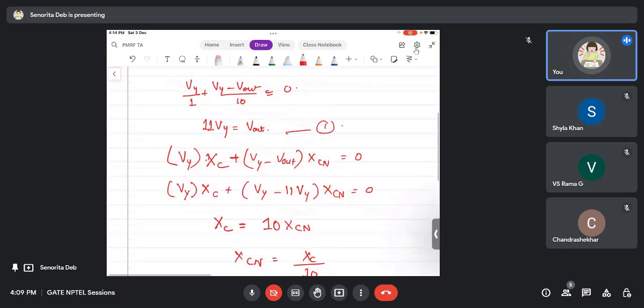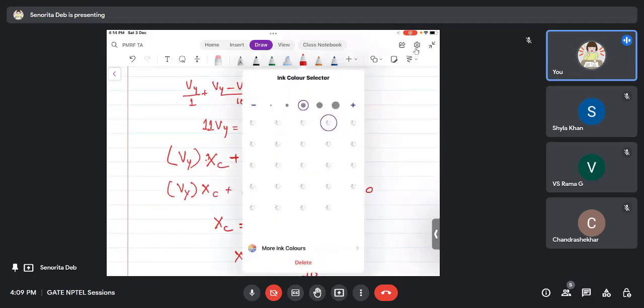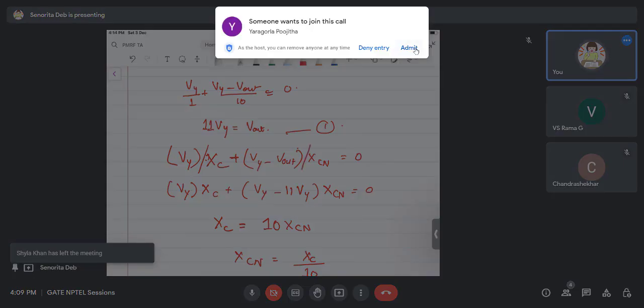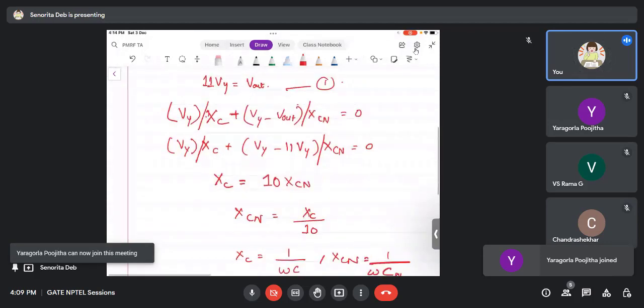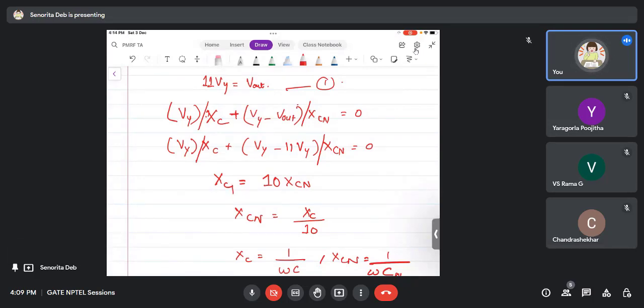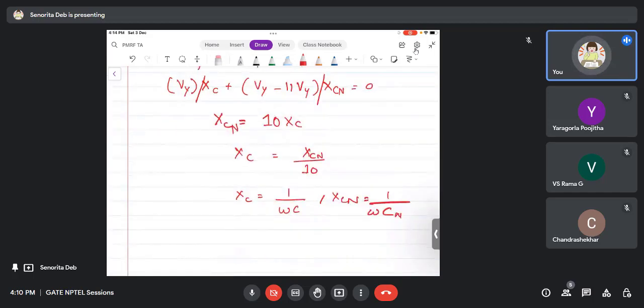So I have made a mistake. I think this will be all division. So if I write Xc, I should divide by this. So this will be Xcn and this will be Xc. Xc is 1 upon omega C and Xcn is 1 upon omega Cn, and therefore Cn is nothing but C upon 10. So this was 1 nanofarad upon 10, that is 0.1 nanofarad is your answer.